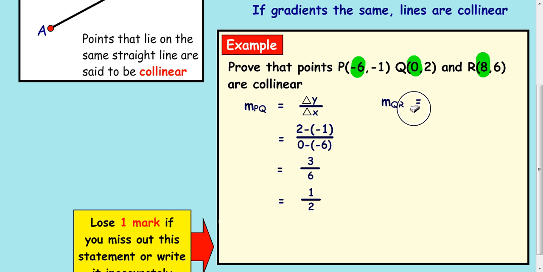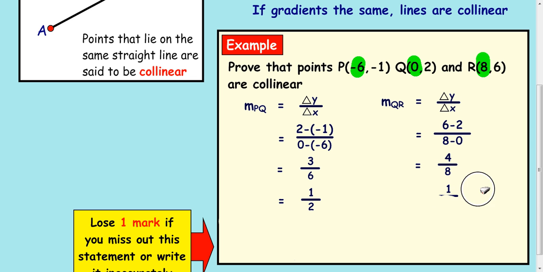Work out the gradient of QR. So delta y over delta x again. 6 take away 2 over 8 take away 0. So that comes to 4 over 8, which is a half. So we've worked out the gradients are the same.